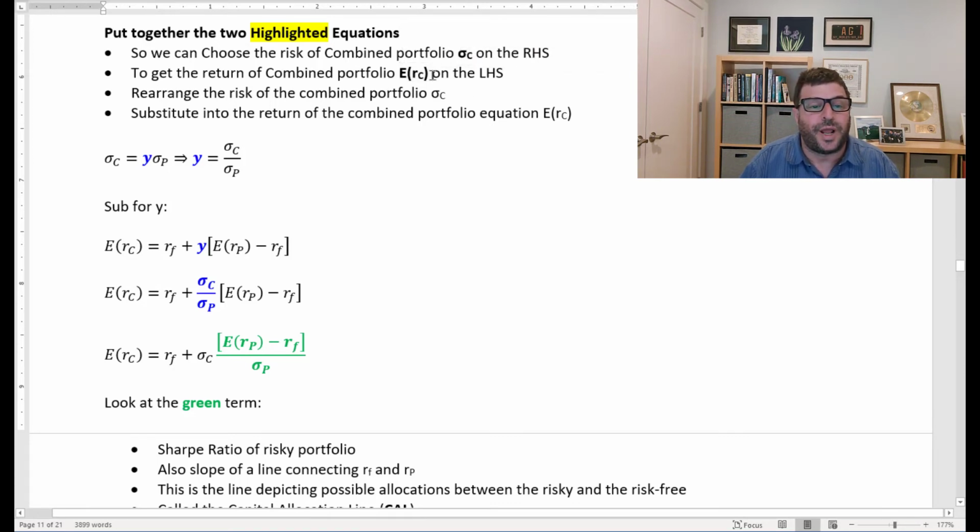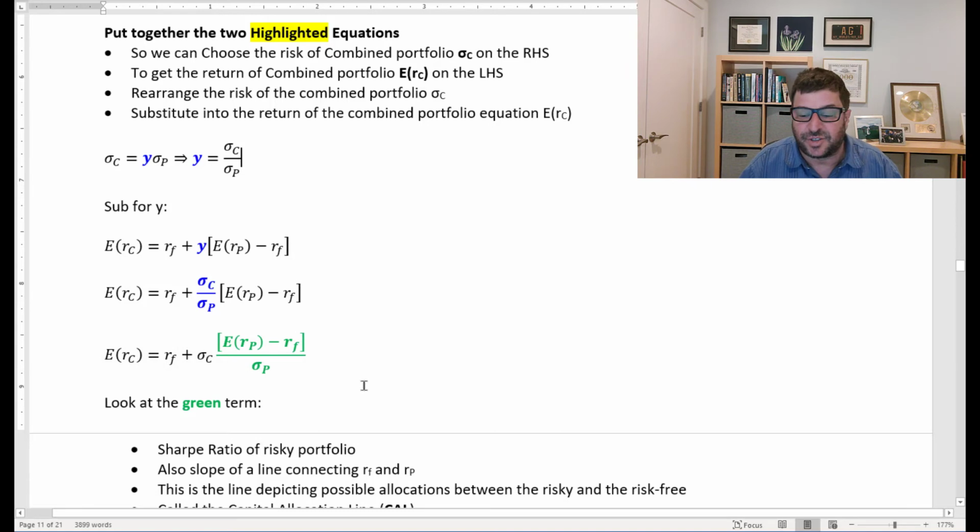So I'm going to rearrange the risk of the combined portfolio, and then I'm going to substitute in. So I'm going to take my sigma c equal to y sigma p, and I'm going to solve for y. And I have y right here, so I'm just going to substitute through. And then I'm going to rearrange it slightly so that I have what I'm choosing, sigma c, as a function of my investment universe. And remember, my investment universe is defined by the risky asset, expected return of P and sigma P, and the risk-free rate.